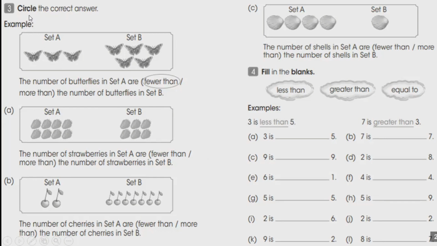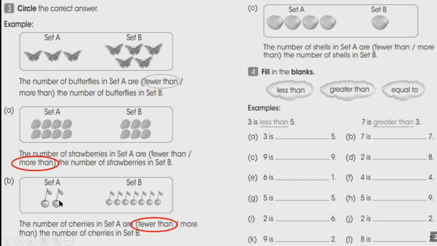Now here, it's quite hard, but I know you can do it. Let's do it together. So we will circle the correct answer. So the number of butterflies in set A are fewer, okay? Fewer or less than or smaller than, because in set A here, there are only 3 butterflies. In set B, there are 5 butterflies. So in letter A, an example, the answer here is fewer than. How about here? Set A, are fewer or more? It's more, because there are 8. So more than. Letter B. Set A has fewer or more?